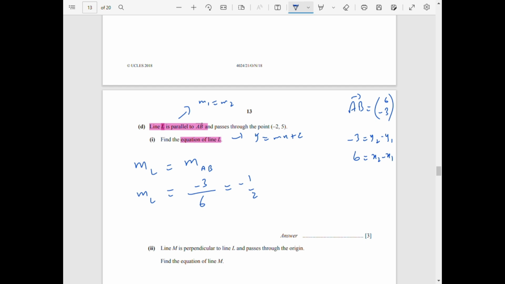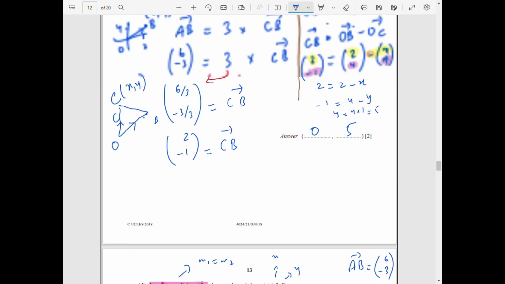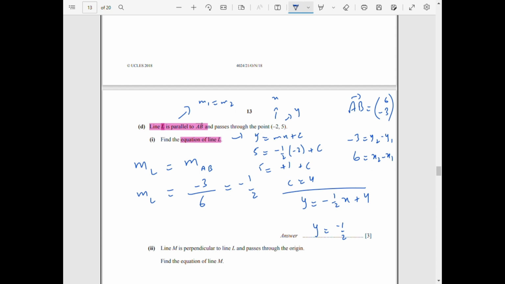Okay, now we are going to put this into the equation y equals mx plus c. So this is y and this is x. So 5 equals negative half times negative 2 added to the y-intercept. From here you will have positive 1, and your c will come out to be 4. And that's not over yet. You have to express it in equation form, putting in the values of m and c, and keeping x and y intact. So this is your final answer for question number 7, part D, subpart 1.